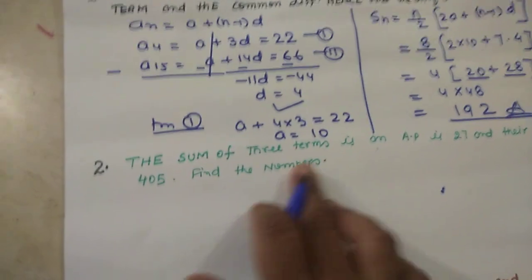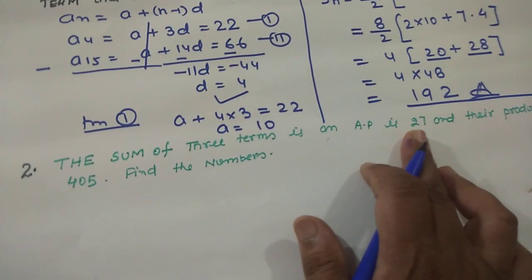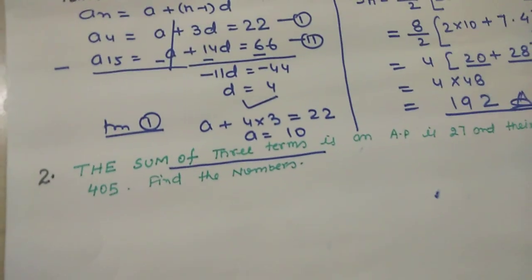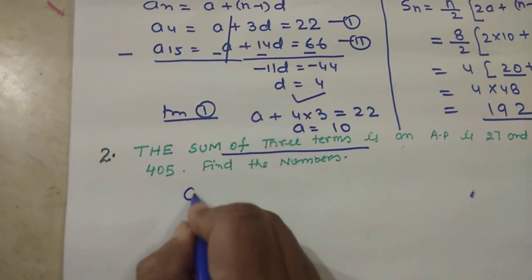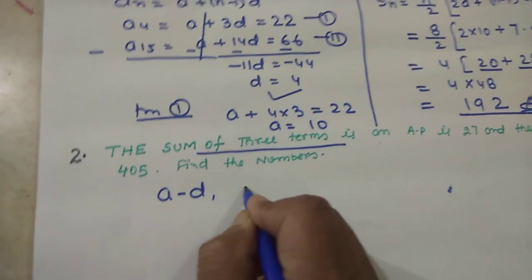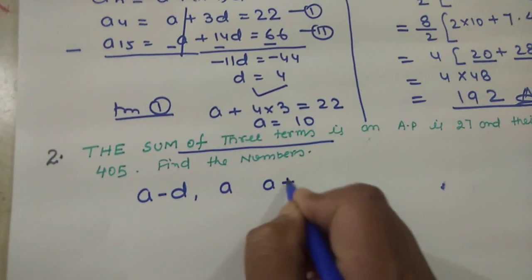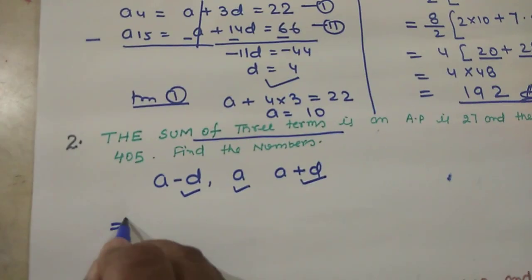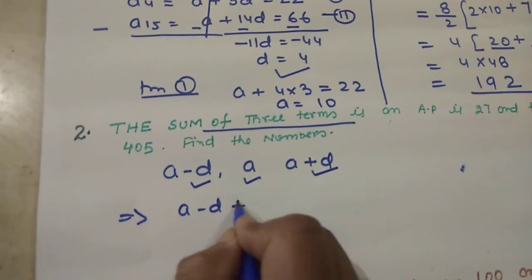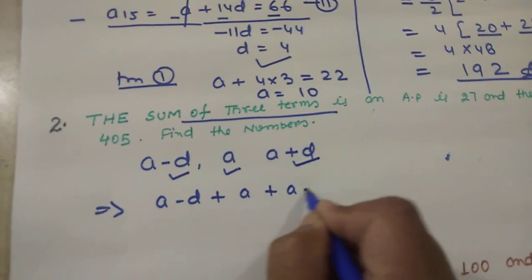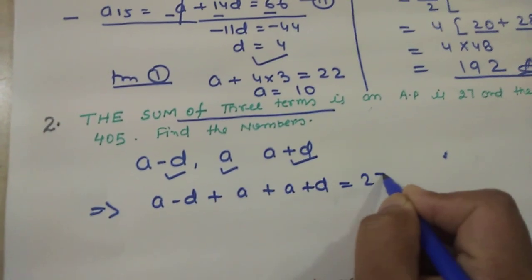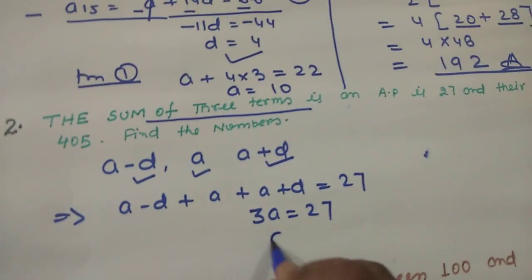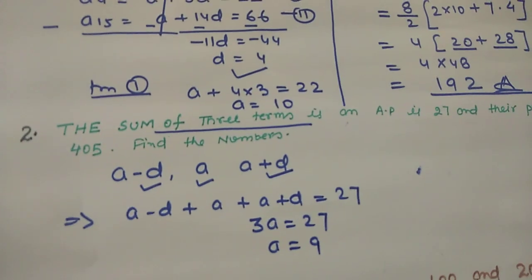The sum of 3 terms in an AP is 27. In this type of question, sum of 3 terms, how to take the AP? a minus d, a, a plus d. These are the 3 terms. So this implies the sum a minus d plus a plus a plus d equals 27. The d's cancel, 3a equal to 27, a equal to 9.